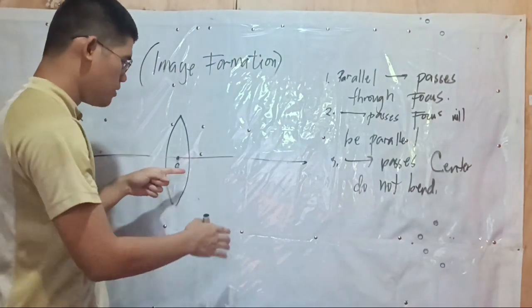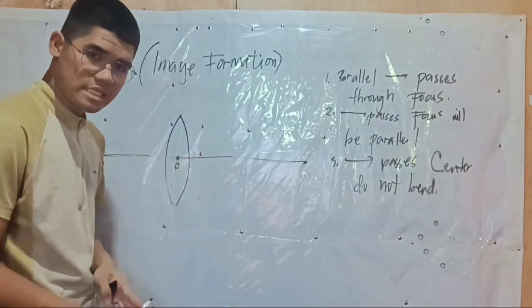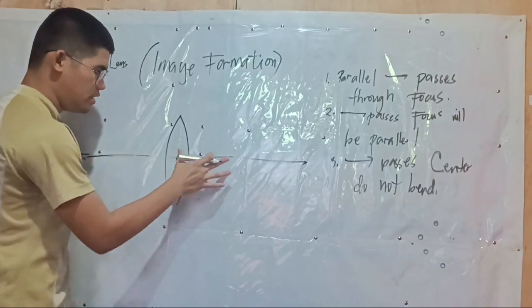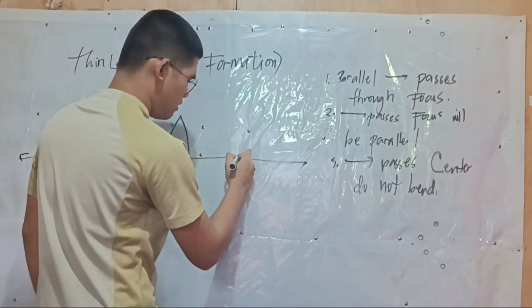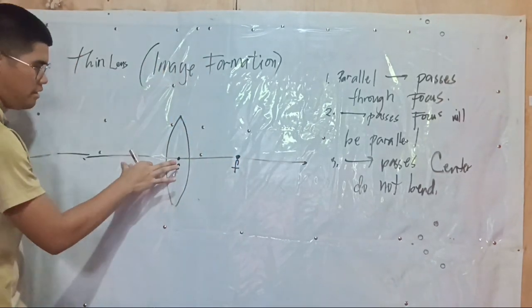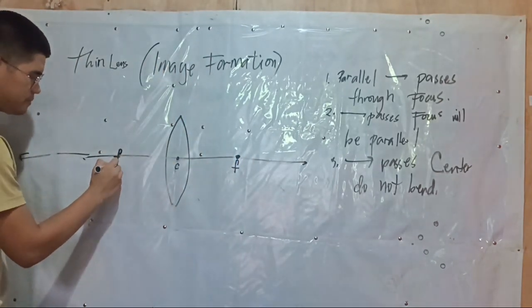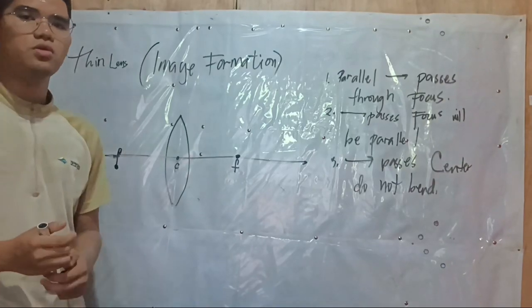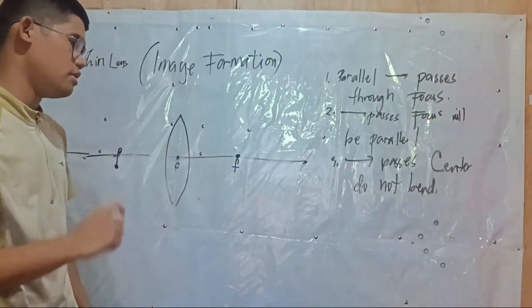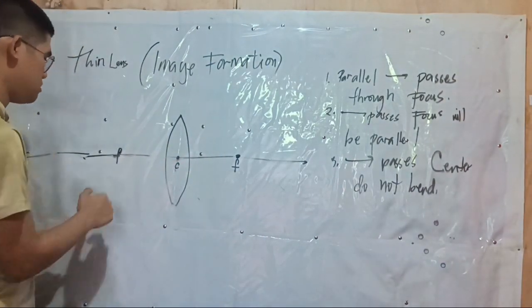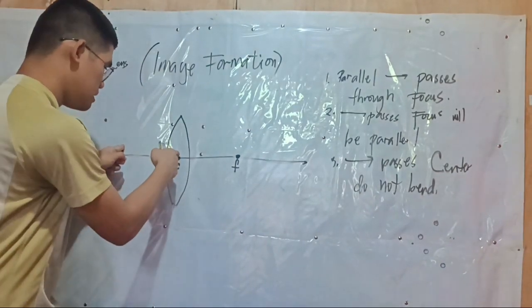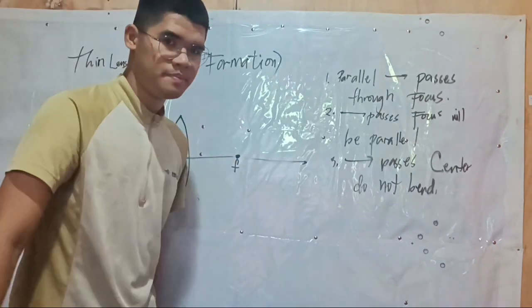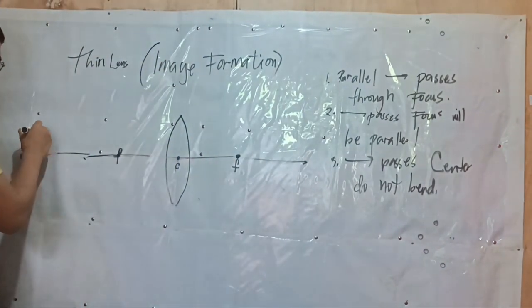Our focus is located on both sides of the lens. If this is our center, then here is our focus, and another one here. They are symmetrical to each other, which means they have the same focal length. Now let's put our object right here.